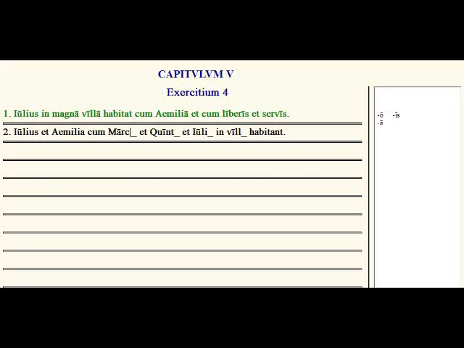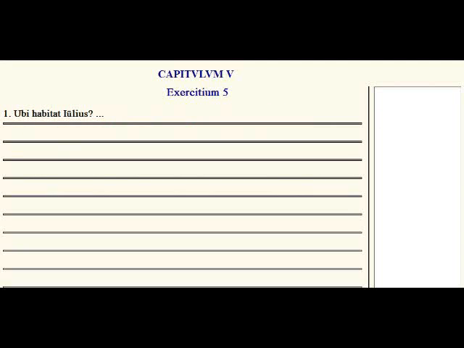Okay, let's give exercise 5 a try. Here we have our last exercise for this section. Ubi habitat Julius? Where does Julius live? And after reading that section 3 times carefully, we should be able to give a good Latin sentence. Julius in magna villa habitat. Julius lives in a large house.